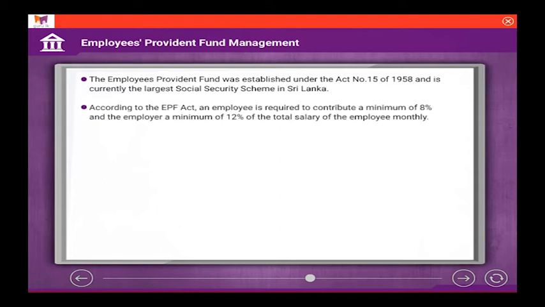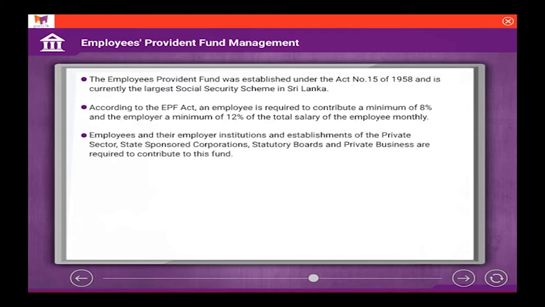According to the EPF Act, an employee is required to contribute a minimum of 8% and the employer a minimum of 12% of the total salary of the employee monthly. Employees and their employer institutions and establishments of the private sector, state-sponsored corporations, statutory boards and private businesses are required to contribute to this fund.